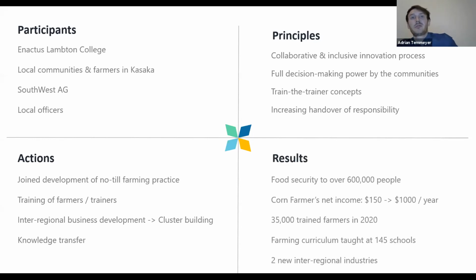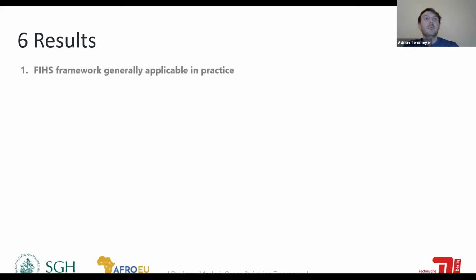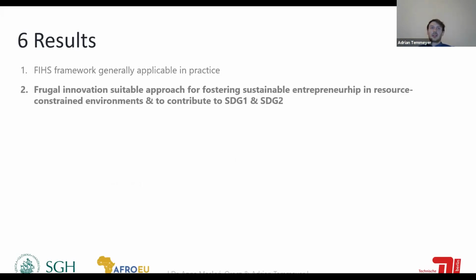And the results were that food security was served for over 600,000 people in 8 years. The farmers' net income increased significantly, and even last year, in 1 year, over 30,000 farmers were trained. Further, the curriculum was taught in over 100 schools, and 2 regional industries were built around the new method. So the project pretty much depicts the theoretical assumptions of our framework, and also showed that it is generally applicable in practice, and showed us that frugal innovation can be a suitable approach for fostering sustainable entrepreneurship in resource-constrained environments, and thereby contribute to SDG 1 and 2.